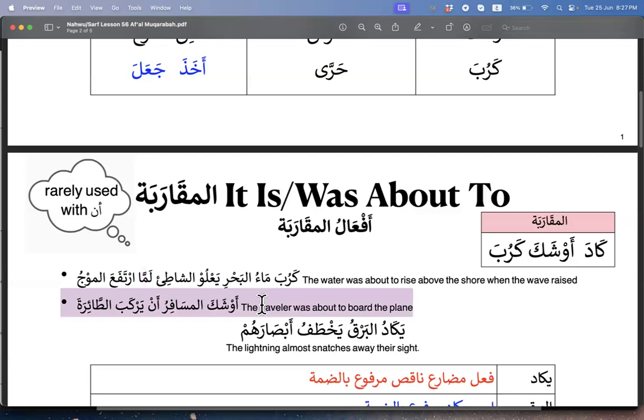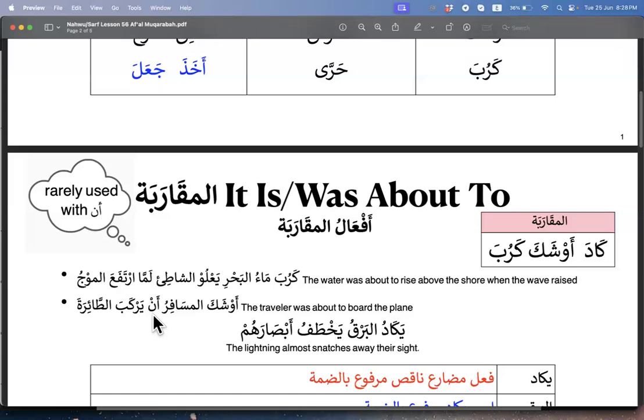Brother Azizi, what about the second one? Where's our fi'il, ism? Al-musafir is ism, we don't call it fa'il, we call it ism of awshaka. And then what about an after musafiru? It is the khabar of awshaka. Yes, correct. So this an we learned before. This an is what?